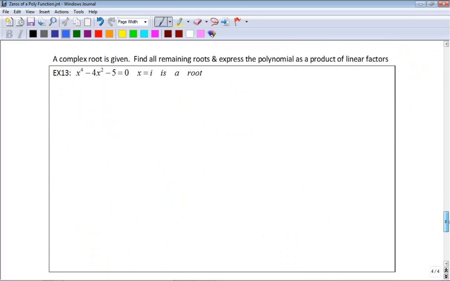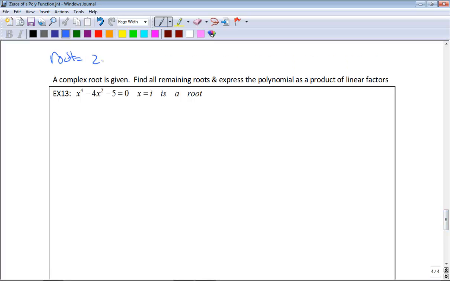Let's look at example 13. Last 2 examples in this section. It says, a complex root is given. Remember, roots are the same thing as zeros, which are the same thing as solutions, which, if they're real numbers, are the same thing as x-intercepts. So roots equal zeros, which equal solutions, which sometimes, not always, mean x-intercepts. That's only when the roots or zeros or solutions are real numbers. So a root, a zero, a solution all mean the same thing.